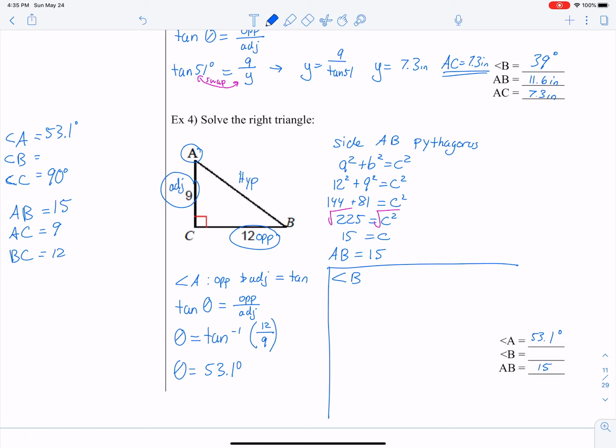Next thing I need to do is find angle B. For angle B, I'll use 180 minus my other two angles. So I look up here, I have one angle of 90, I have one angle of 53.1. So 180 minus 90 degrees, minus 53.1 degrees, and I get 36.9 degrees. And that's my final answer. So here, here, here, those are my 3 pieces of information.